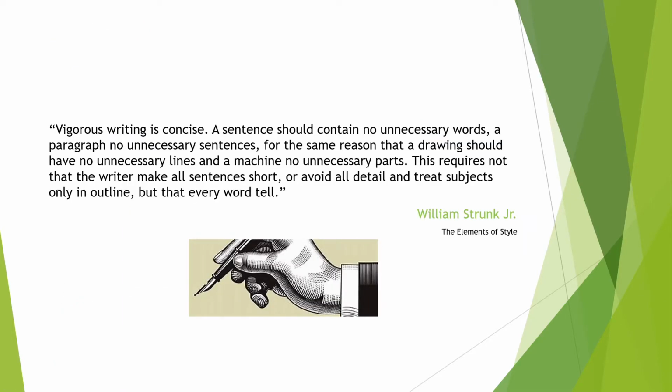Vigorous writing is concise. A sentence should contain no unnecessary words. A paragraph, no unnecessary sentences. For the same reason that a drawing should have no unnecessary lines, and a machine no unnecessary parts. This requires not that the writer make all sentences short, or avoid all detail, and treat subjects only in outline, but that every word tell. The great thing about this quote from William Strunk Jr. is that he's advocating for something, and he's showing you in his own writing exactly what he's advocating for. With this in mind, let's take a look at the Combinator library that will address our database problem.